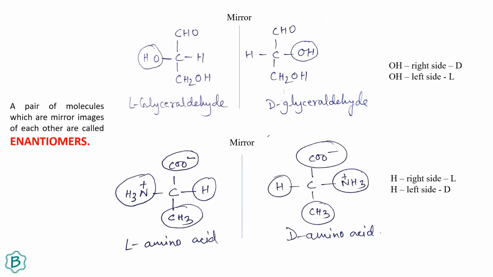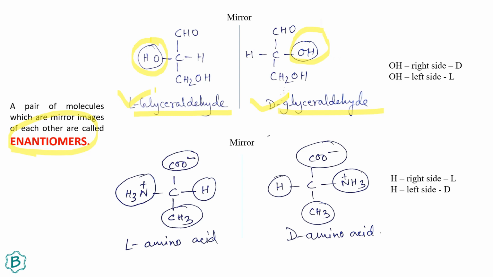Here I am showing how glyceraldehyde is named L or D. As you can see, in L-glyceraldehyde the hydroxyl group is on the left side, and for D-glyceraldehyde it is on the right side. If you consider the hydroxyl group, if it is on the left side, you name it L-glyceraldehyde. If it is on the right side, you call it D-glyceraldehyde. And these are mirror images of each other, which are called enantiomers.